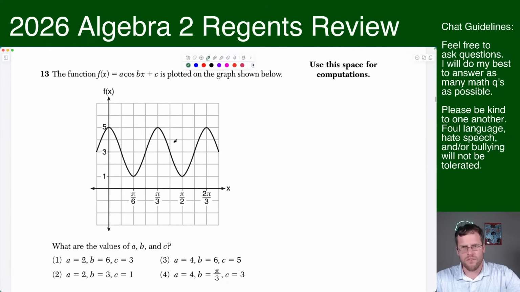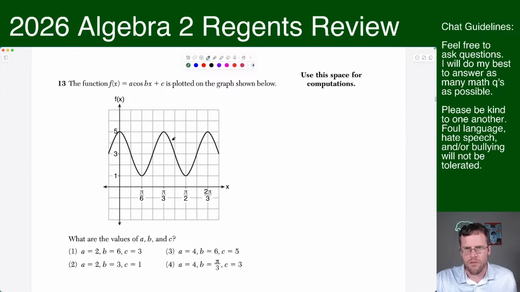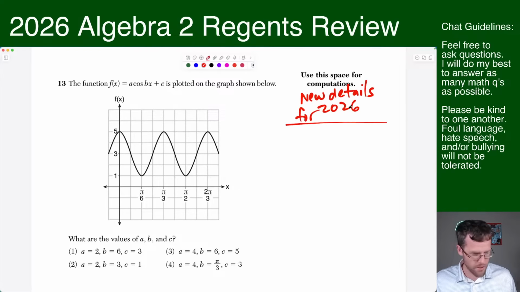Question 13. So find the A, B, and C value of a cosine curve. Now for this, I'm going to mention the 2026 update. All right, so the new details for this. And the video that I cover this in more detail is in the description. I went over the sample items in a recent video, and that's the new stuff for the 2026 Regents. But it does have a lot of connection to the old.